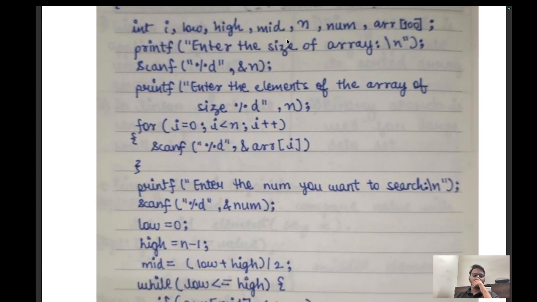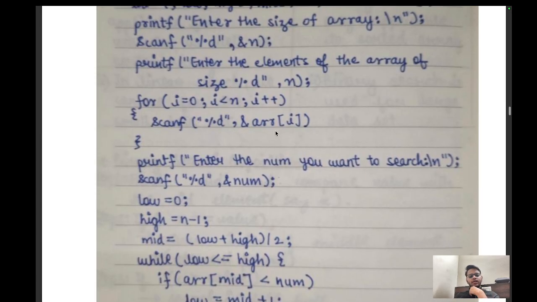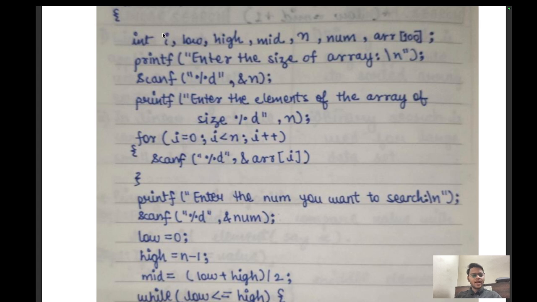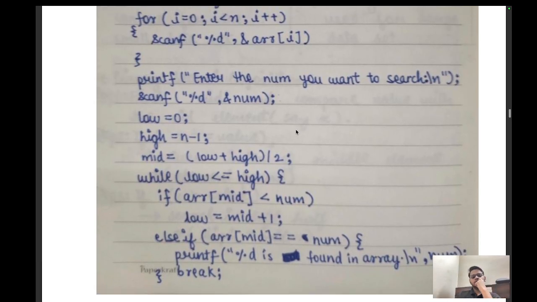Correct. So the size of the array is n, and the elements we have to store into the array. Sorry, I missed one variable, i. Basically, i is the iteration variable; we are only using it for iteration and not for anything else. It is just for moving through the array from the zeroth place to the nth place, so from i equal to 0 to i less than n. Same here. And then "enter the number you want to search."